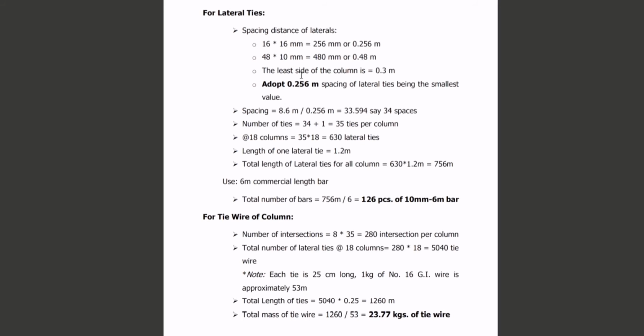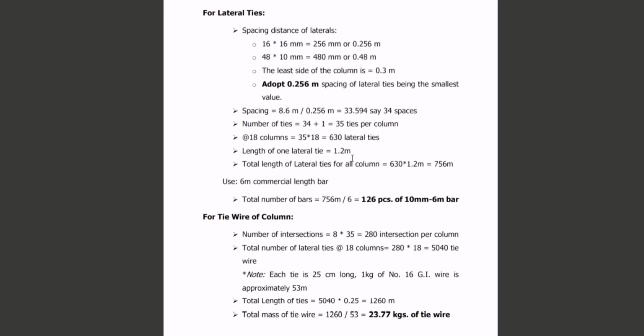So, ito yung magiging spacing ng ating lateral ties. So, sa pagkuha ng spaces, 8.6 meter divided by itong spacing na to. So, makakaroon tayo ng 34 spaces. Tapos, mag-add 1 lang tayo para sa number of ties. So, meron tayong 35 ties. Tapos, multiply natin yung ilang column. So, 35 times 18, which is 630 lateral ties.